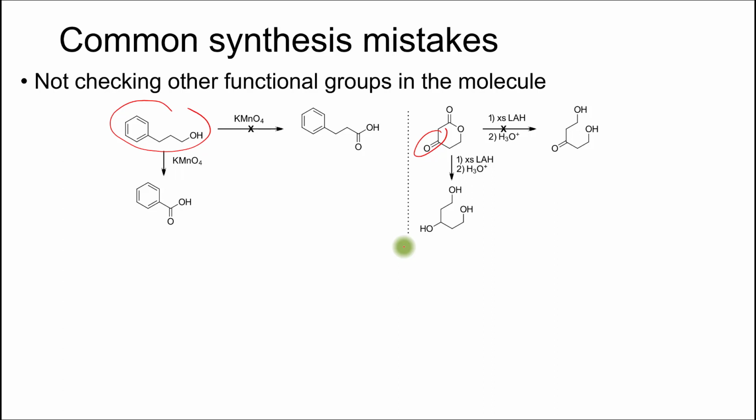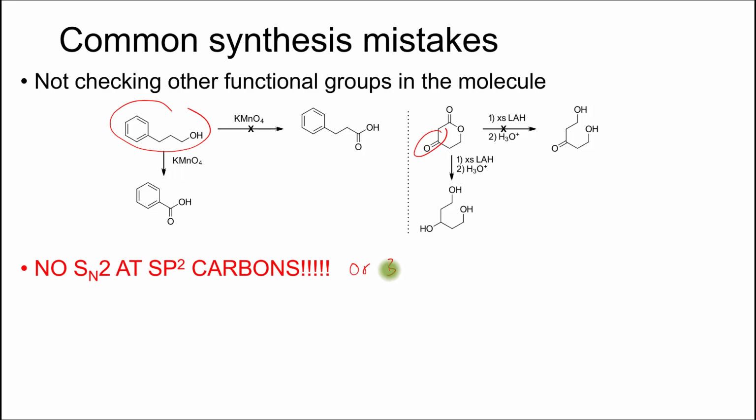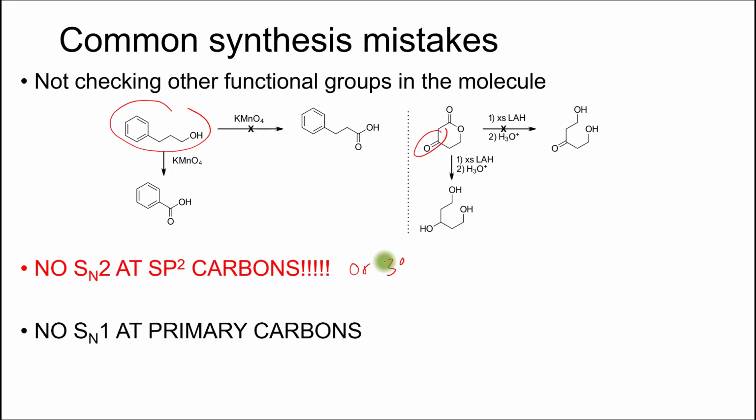You cannot do SN2 reactions at sp2 carbons or at tertiary carbons. It's sterically hindered, and sp2 carbons are not conducive to SN2 reactions. Likewise, you cannot try to do an SN1 reaction at a primary carbon because that's not a stable carbocation.